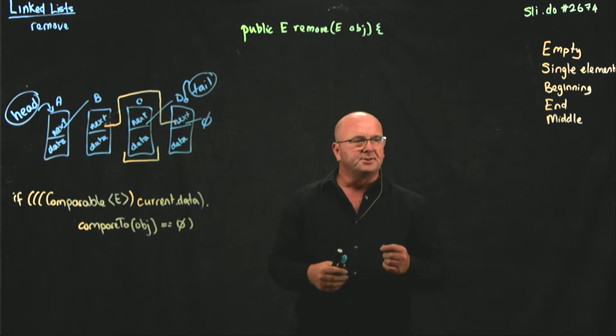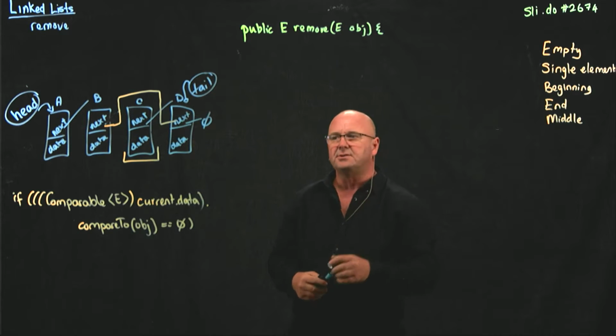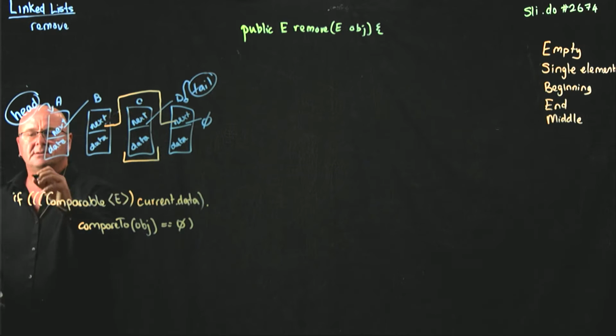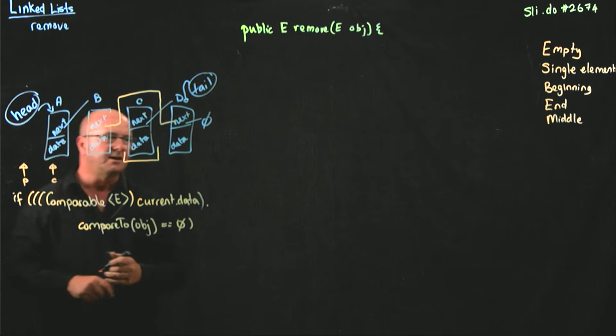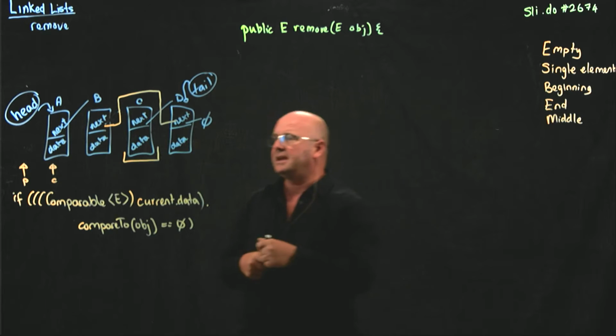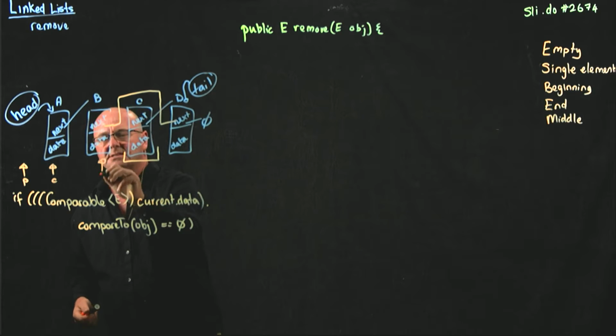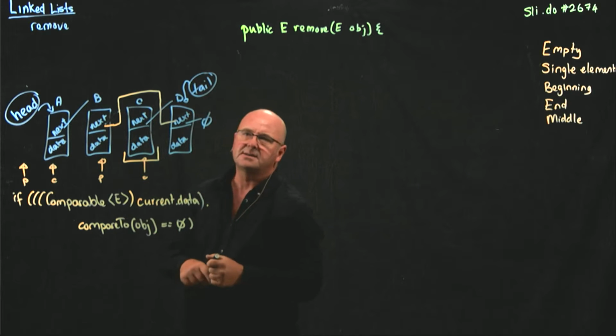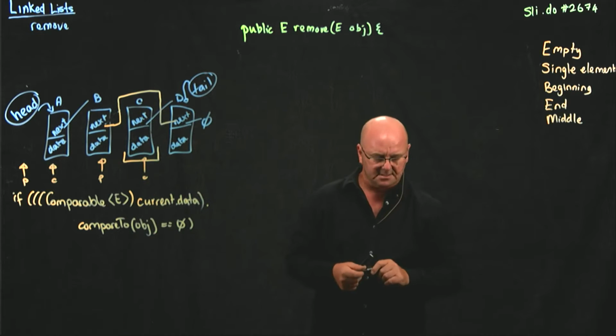The way that we're going to do that is the same way that we saw with remove last. We're going to have two different pointers. We're going to start with a previous, and we're going to have a current. And we're going to move those through so that we end up with previous pointing to B and current pointing to the node that we want to delete. Okay?